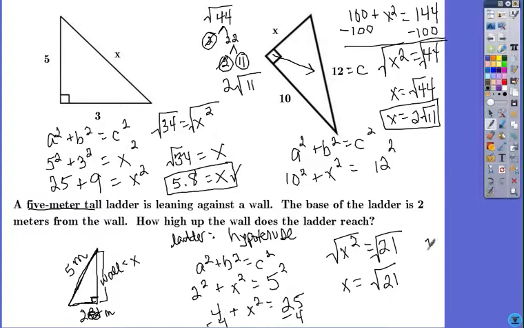This I can't simplify because 21 is 3 times 7, both of which are prime, and I have no pairs of numbers. So I'm going to leave this as the square root of 21. I could do a decimal approximation here, and if I type this into the calculator, it would give me approximately 4.6 meters. So either of these answers is acceptable.